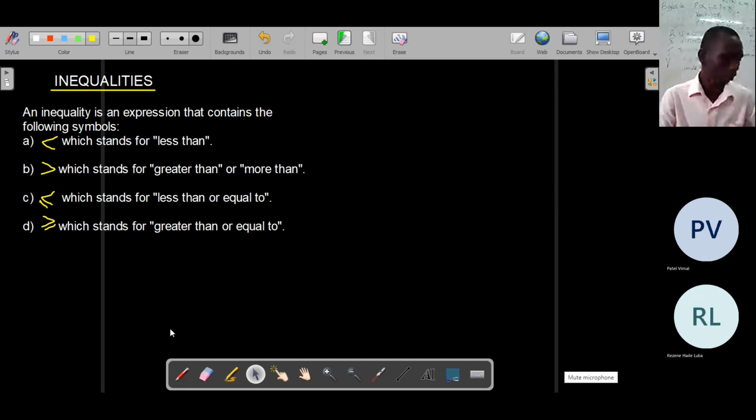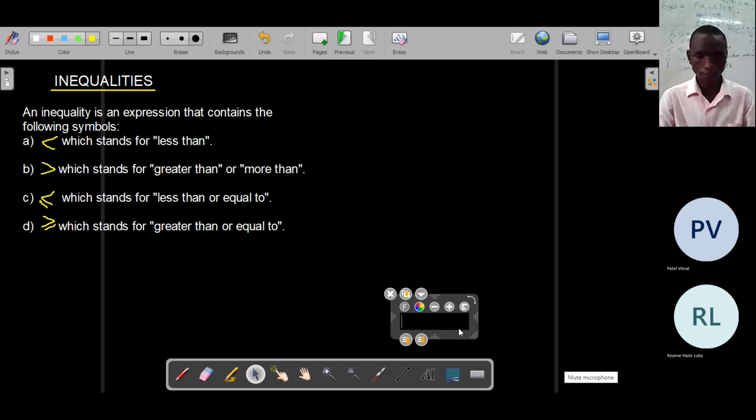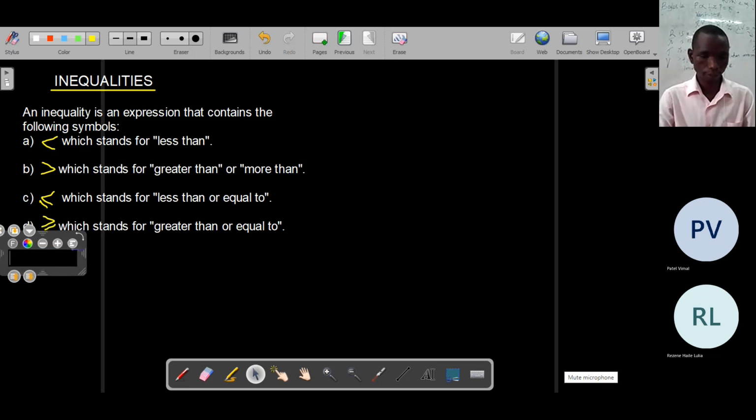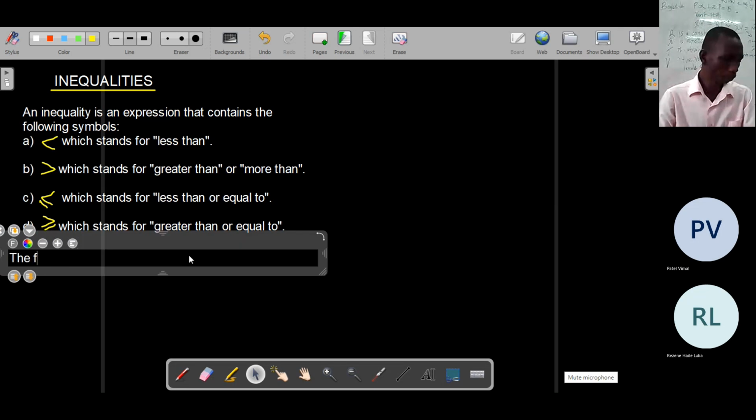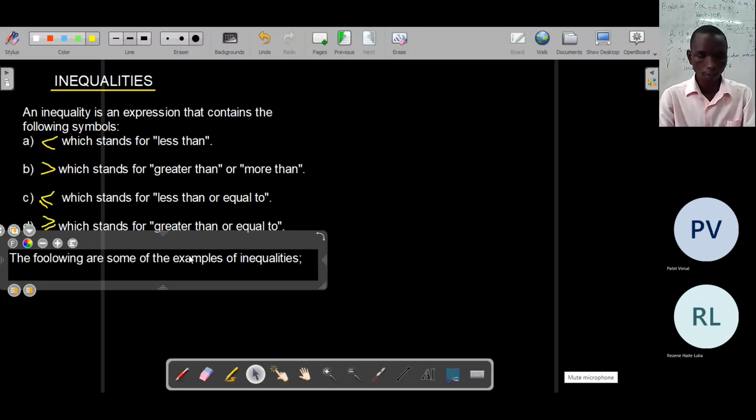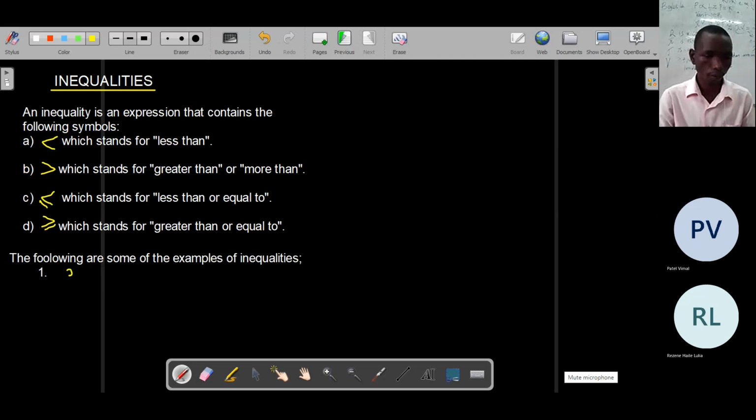Okay? So we can say again in a paragraph that the following are some examples of inequalities. The first example, we can have an inequality like this: 2x minus 3 less than or equal to 10.